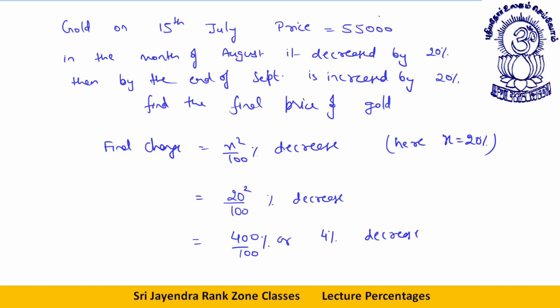You are given a big number. What is the 1% of this number? See, 10% means you remove one zero. 100% means you remove two zeros. So 1% means remove two zeros. So this thing is the 1%. Okay, dear student, 1% is 550. So 4% will be 550 into 4. That you can say 2200. Okay, dear students. So this is the decrease.